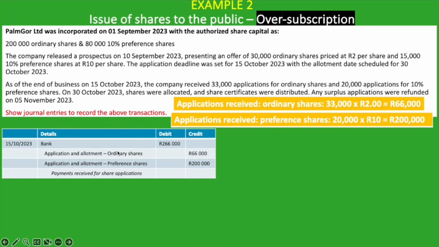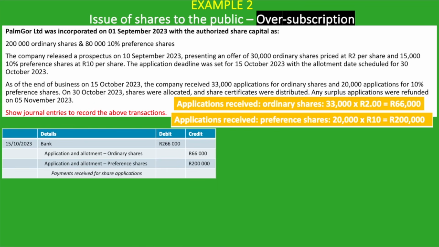So application and allotment for both classes of shares, we're going to debit them, and then of course we credit our classes of shares, ordinary share capital and preference share capital. But what amount are we going to record these classes of shares at? Are we going to record them at 66,000 rand and 200,000 rand for both ordinary shares and preference shares? No, we are not. Remember, we can only allocate the shares that we had offered, the amount of shares that we had offered.